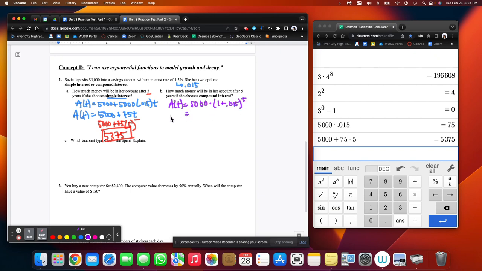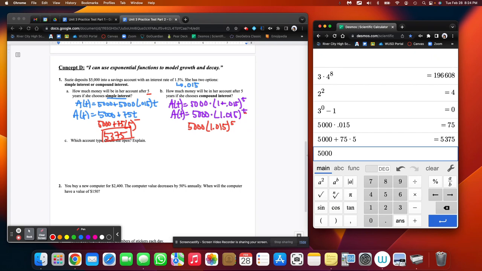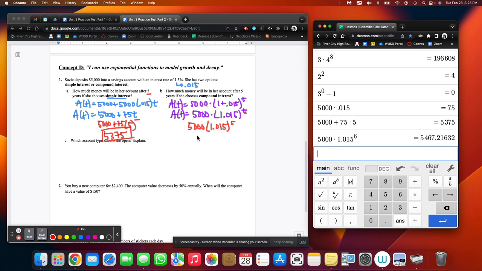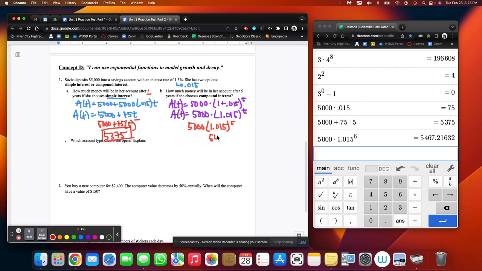So simplifying this, our equation is going to be 5,000 times 1.015 to the t power. If we want to find out after 5 years, we're going to plug in 5 for t. So it's going to be 5,000 times 1.015 to the fifth power. So that one is going to be $5,467.22.